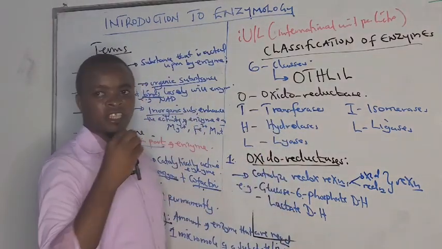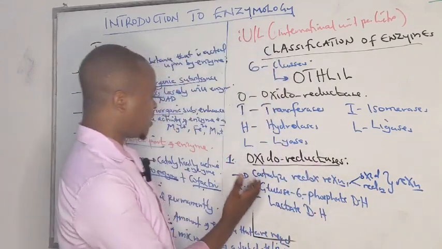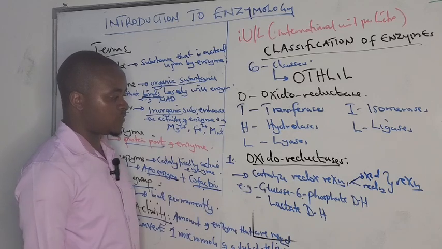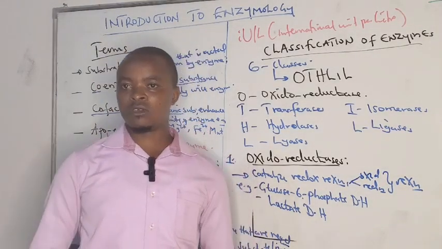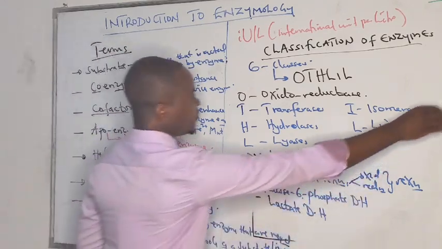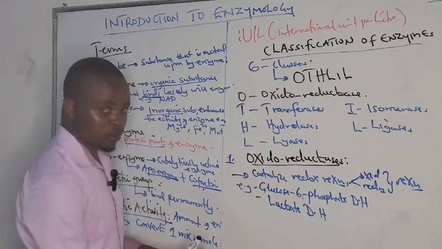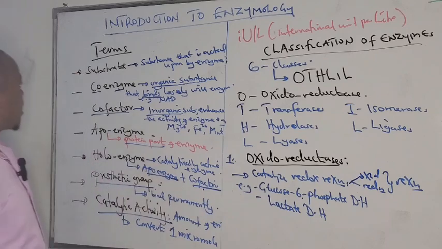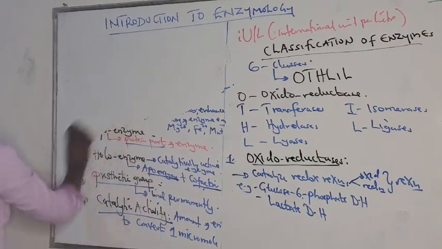At least under each class, you give at least 2 examples. The examples we have seen are glucose 6-phosphate dehydrogenase and lactate dehydrogenase, and I have said they catalyze redox reactions, which are reversible. We can give an example of an equation. Let me put it here for visibility.